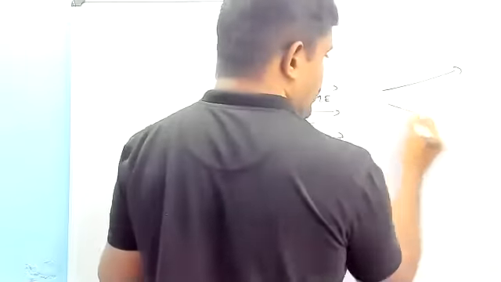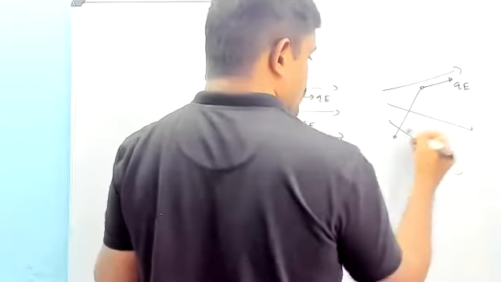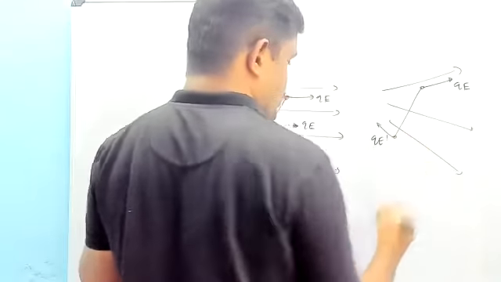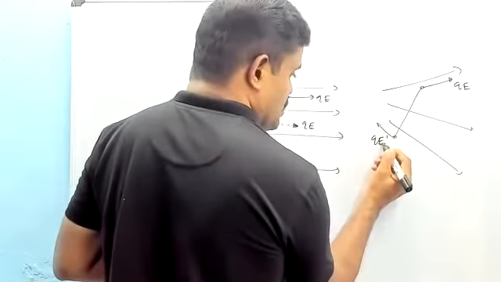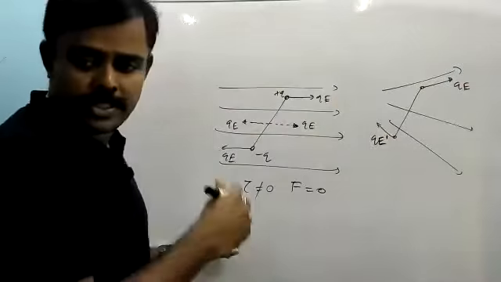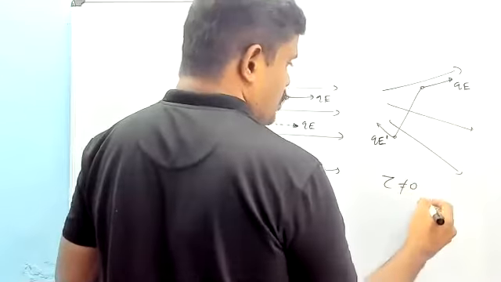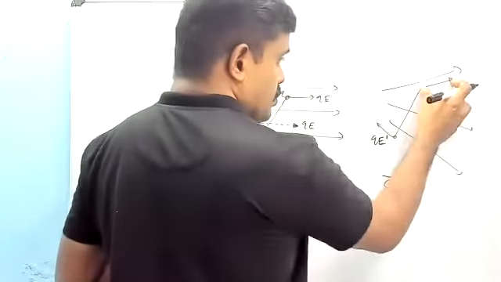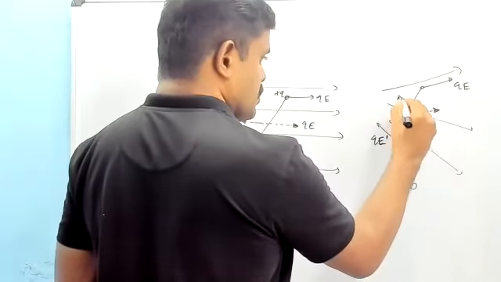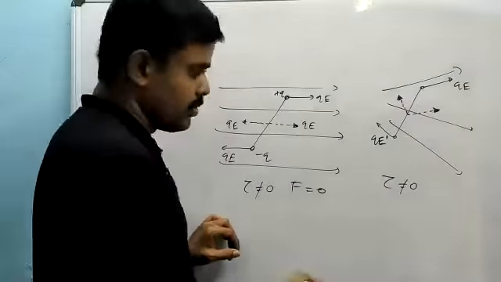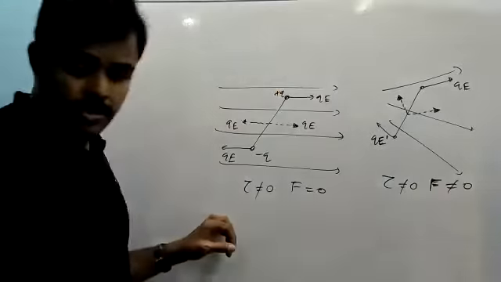What if it is a non-uniform field like this? Look at this. I have the dipole kept here. This force is QE. This force is QE dash. Now the forces are different because the field is different at different points. That is a non-uniform field. So it has a torque. Torque is not equal to 0. How about force? Is it 0? Project this force at the center of mass. Will they cancel? No, they are never going to cancel. So force is not equal to 0. Torque not equal to 0, force not equal to 0.